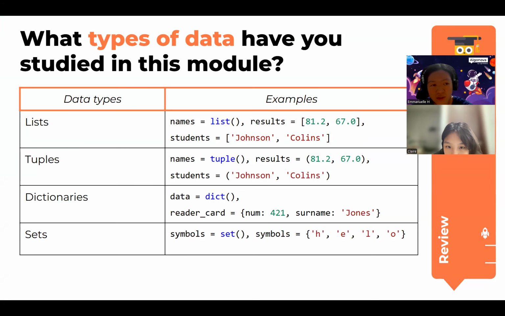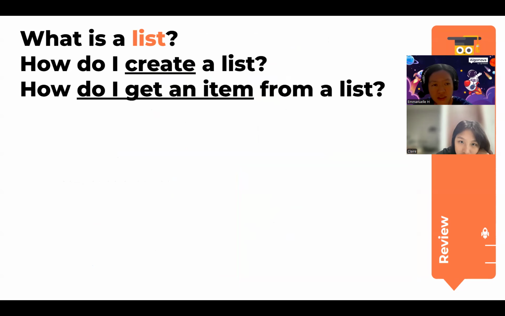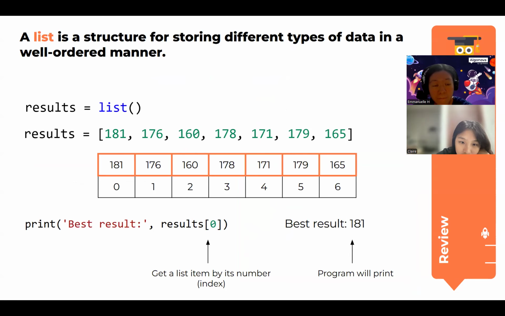So you already learned about lists, tuples, dictionaries, also sets. There are two types of data type, immutable and changeable. Immutable means you cannot modify the value once you create it, but for changeable, you can modify the value. This is an example of a list. Can you tell me how many elements are inside this list? 7. Yes, 7.